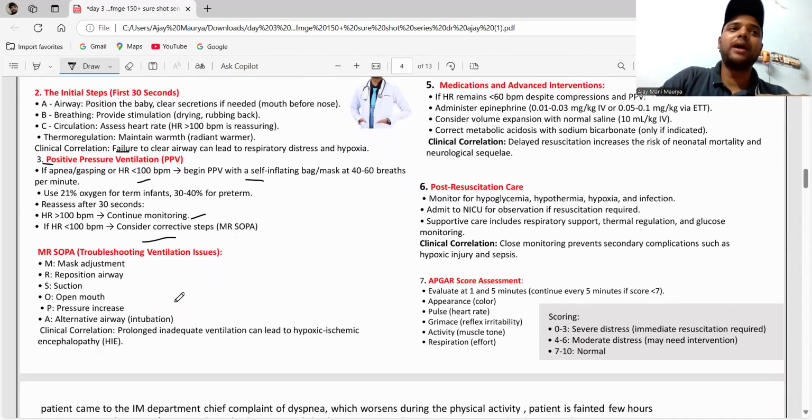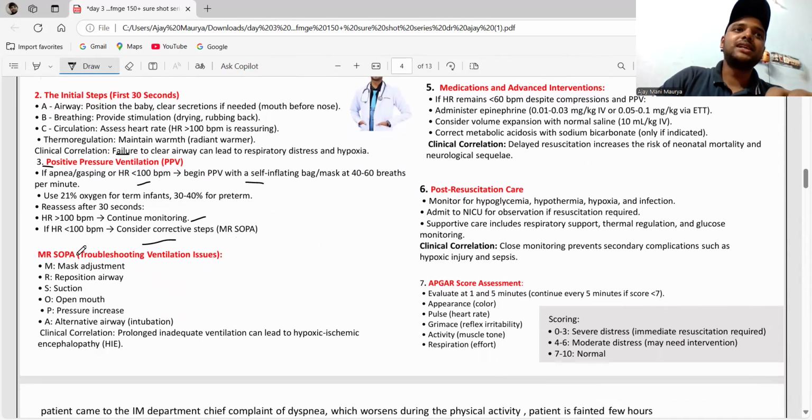for MR. SOPA. What is SOPA? Remember, M is for mask adjustment, R for reposition airway, S for suction, O for open mouth, P for pressure increase, and A for alternative airway, that is intubation. Why is this important? Because prolonged inadequate ventilation can lead to hypoxic ischemic encephalopathy. That's why you have to do this.